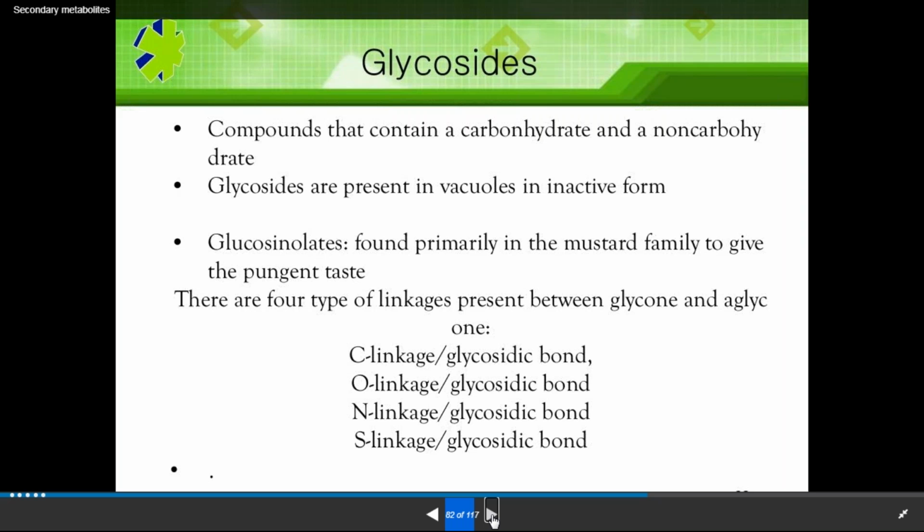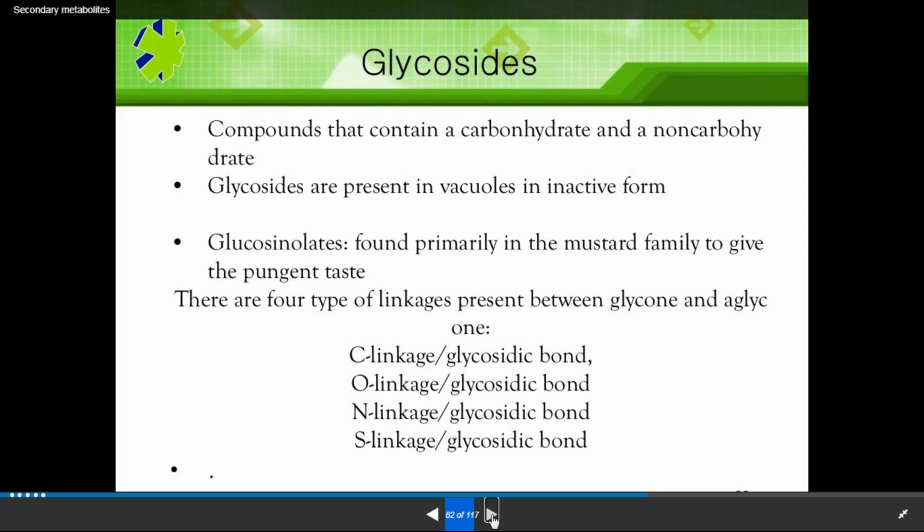What are glycosides made up of? Usually they have two moieties, isn't it? What are they? Sugar and non-sugar moieties, ma'am. Yes, a sugar and a non-sugar moiety. That is called glycone and aglycone. Which is the sugar moiety, glycone or aglycone? Glycone. Glycone is the sugar moiety, and aglycone is the non-sugar moiety.